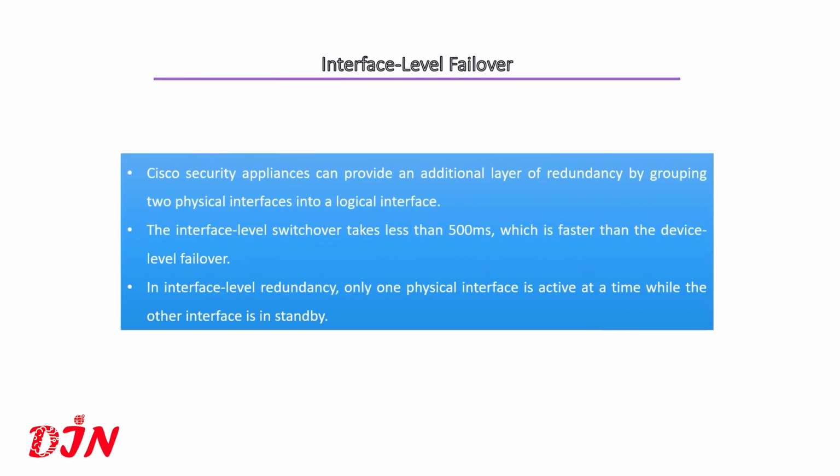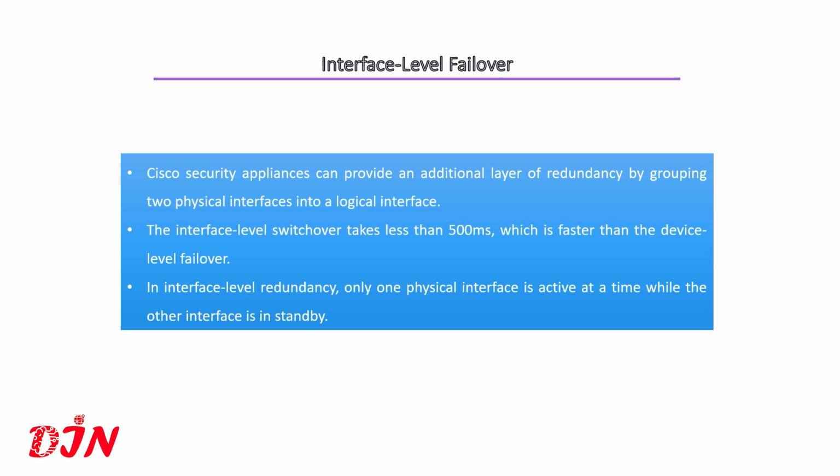Cisco Security Appliance can provide an additional layer of redundancy by grouping two physical interfaces into a logical interface. This way, if one of the physical interfaces fails, the security appliance activates the standby interface of that group rather than activating a device failover. The interface level switchover takes less than 500 milliseconds, which is faster than the device level failover.